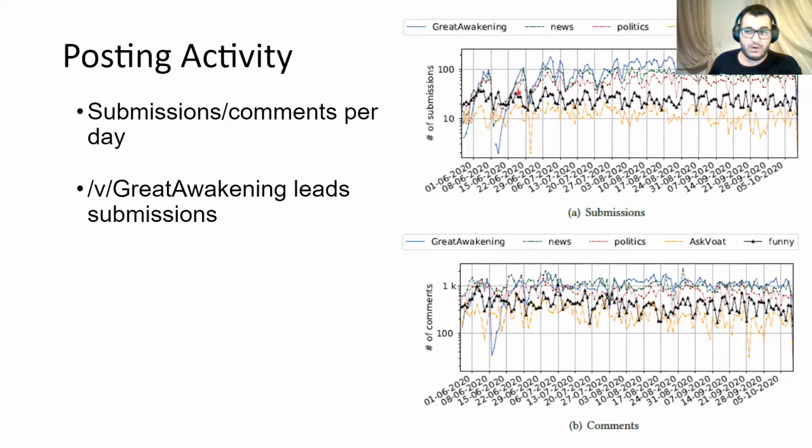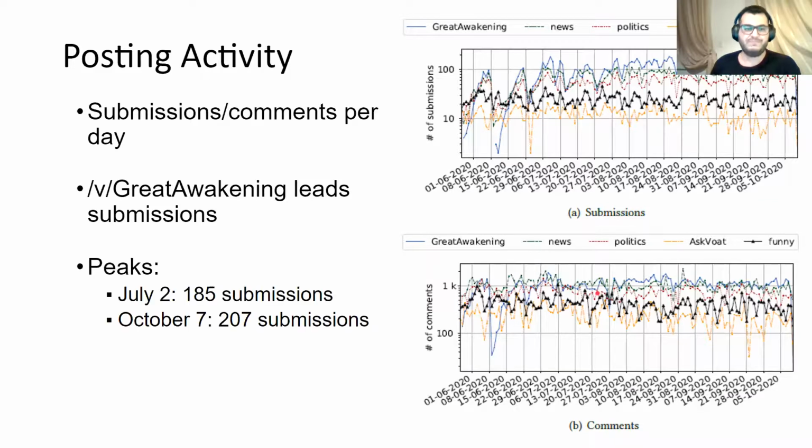Now, this is remarkable when compared to the number of subscribers. Great Awakening only has 20,000 subscribers, when news has 100,000 subscribers. When it comes to comment posting activity, the difference between Great Awakening and news is not too much, but news actually leads comment activity with 60 comments more per day on average compared to Great Awakening.